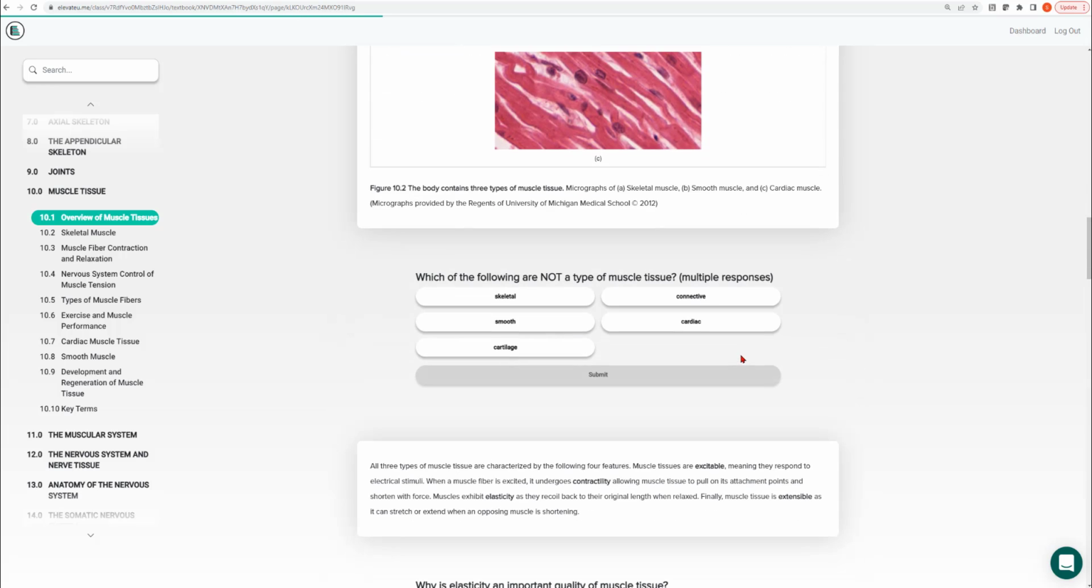So in addition to being excitable, when muscle tissue gets excited, it contracts. It gets shorter. This is where the power comes in. So muscle fibers contract. Number three, all muscle tissues exhibit elasticity. They are able to return back to their original shape when they relax. And finally, muscle tissues are extensible.